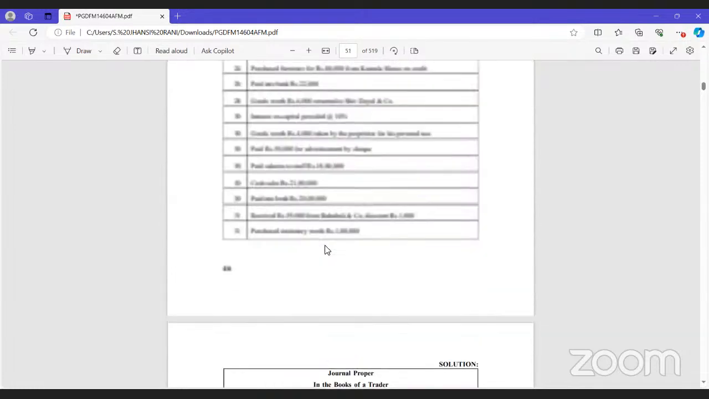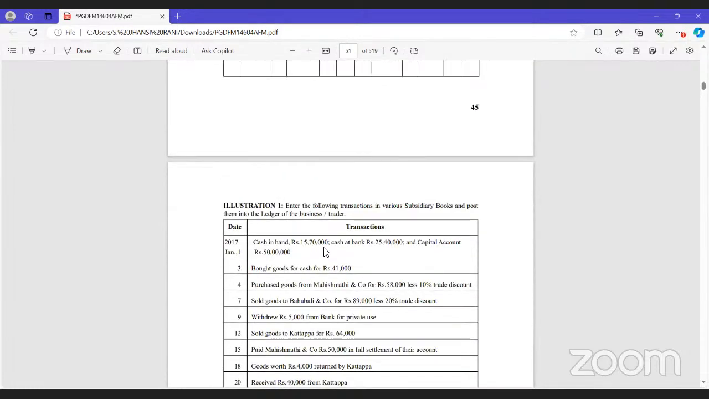Okay, first we go for the purchases because it is simple. First I will try to discuss only the purchase book, so we will take into consideration only purchase transactions. Look at the third one, bought goods for cash. Which type of transactions do we write in the purchase book? We write only credit transactions. We will not write cash transactions in the purchase book. We write cash transactions in the cash book only. So this I will not check.